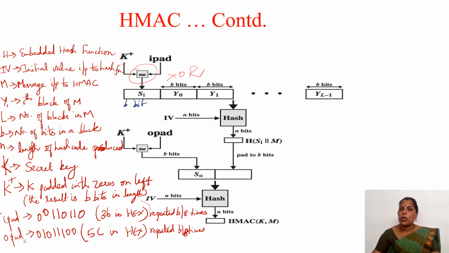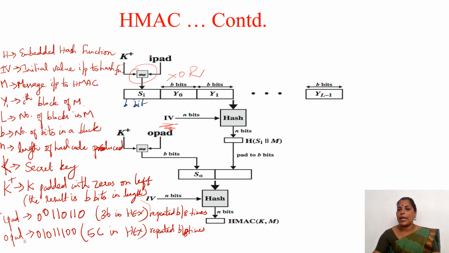In the next step, the result of K plus XOR IPAD is appended with the message, that is Y0, Y1 up to YL minus 1. Here Yi is the ith block of message M. The message is divided into different blocks of size B bits, so it is just appended. Then the stream is applied to the hash function, the hash of K plus XOR IPAD concatenated with the message. Here we have an initialization vector, that is, an initial value for the hash function.